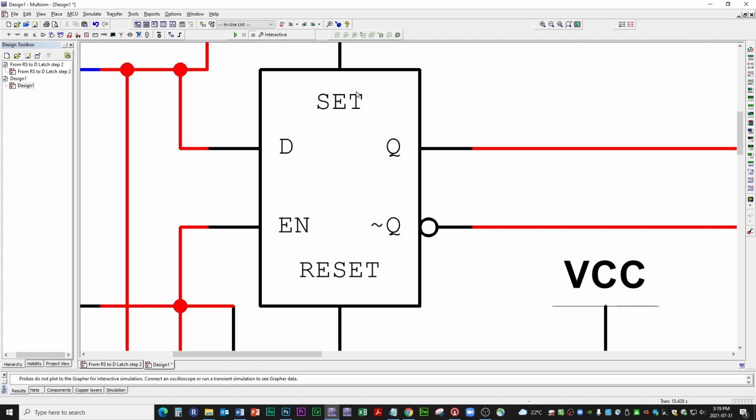These guys here are asynchronous because once this one is activated, it's just going to not care about any other operations. It's going to set the device. And this one here will not care about anything else. It's going to reset the whole device. Obviously, these two are never meant to be high both at the same time because you can't have set and reset both at the same time.